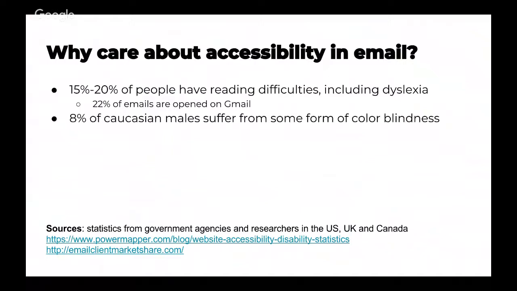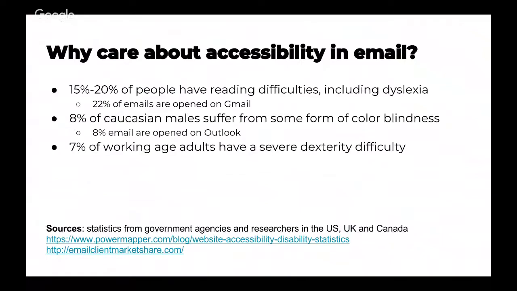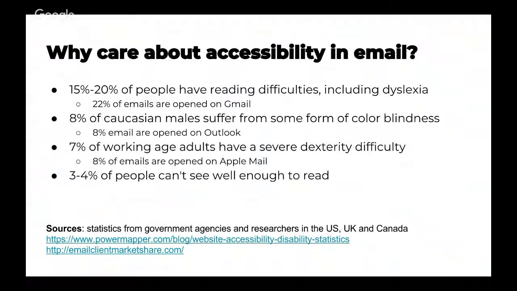Just to give a bit more ideas, 8% of Caucasian males suffer from some form of color blindness. So we can equate that to 8% of emails opened in Outlook. 7% of working age adults have severe dexterity difficulties. And that's a number that goes up as well when you go over the working age. So we think about the future as well, like for ourselves. If you want to be selfish about it, then make sure you can use things as you get older. We equate that to 8% of emails being opened on Apple Mail. That's the desktop Apple Mail, not the mobile. 3 to 4% of people can't see well enough to read.